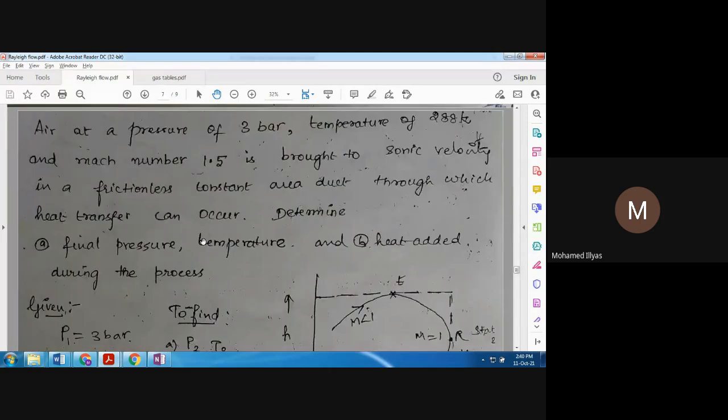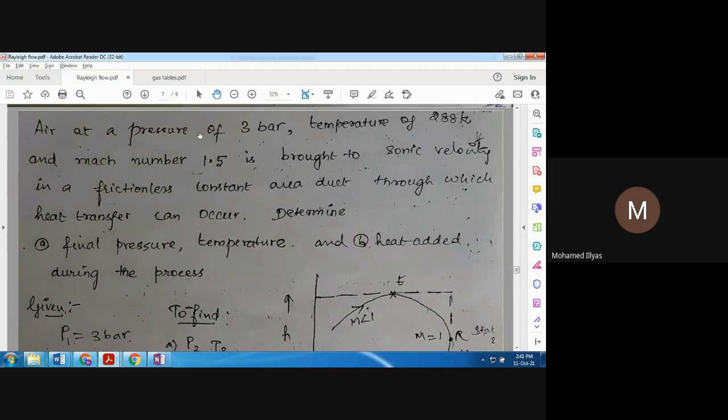Yes. Next problem: air at a pressure of 3 bar, temperature of 288 Kelvin and Mach number of 1.5 is brought to sonic velocity in a frictionless constant area duct through which heat transfer can occur. Since it is given that heat transfer can occur, it will be a Rayleigh flow problem. We have to calculate the final conditions, that is final pressure and temperature, and heat supplied.